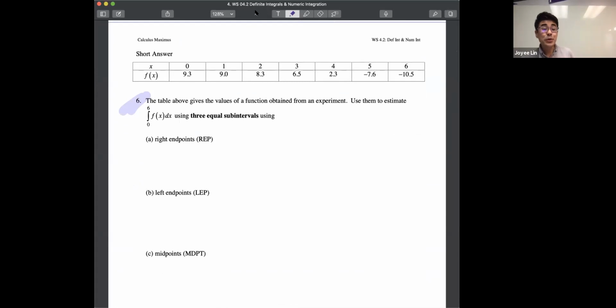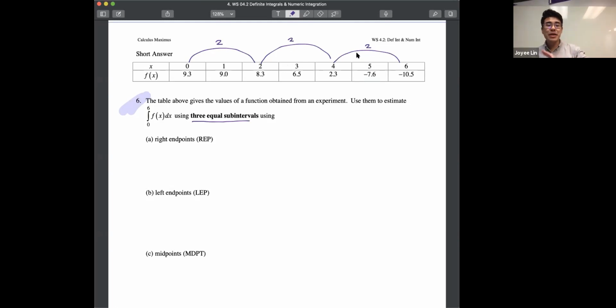So another thing that you could get on this test is you need to know all your different Riemann sums here. So you could get a table, and then they'll ask you to approximate the area using 3 equal subintervals. So if we want to use 3 equal subintervals, we can do something like this. This is this, and this is this. And we know that each of our subintervals has a width of 2.